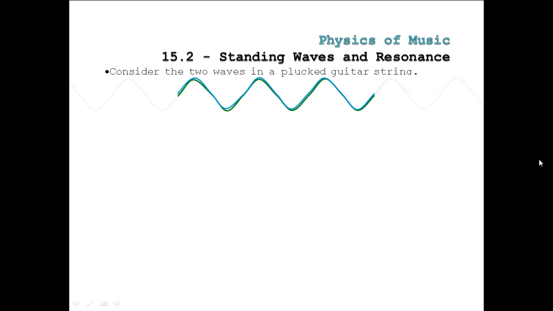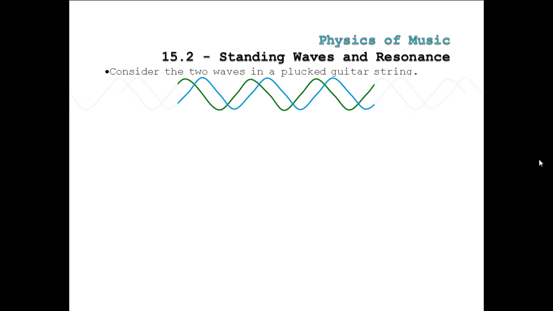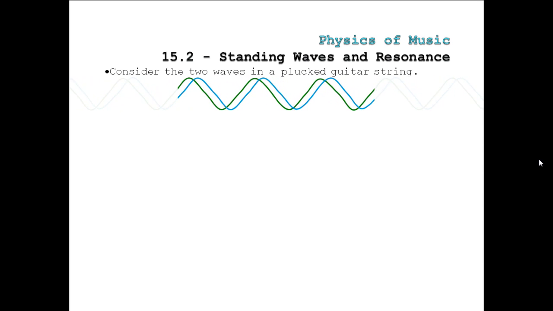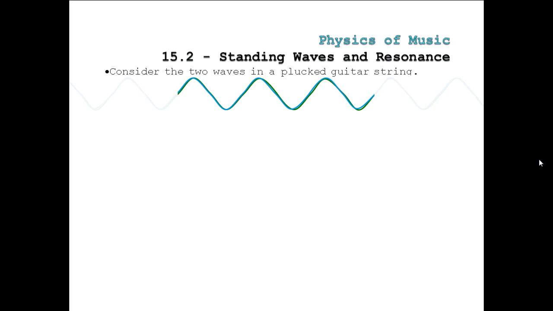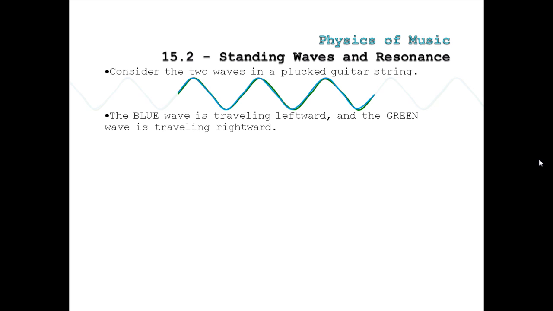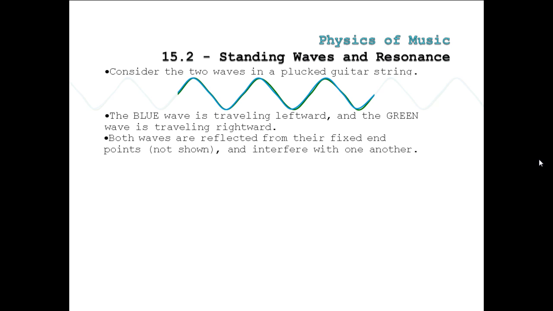So we're going to consider waves in strings first. Consider the two waves in a plucked guitar string. One's going to be reflected, one's the transmitted one. You can see as they move, one's going left, one's going right. So the blue wave is traveling leftward, and the green wave is traveling rightward. Both waves are reflected from their fixed endpoints, which I didn't show on here because it would be huge, and interfere with each other.